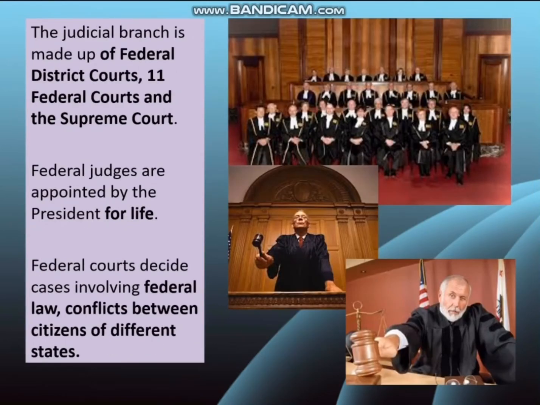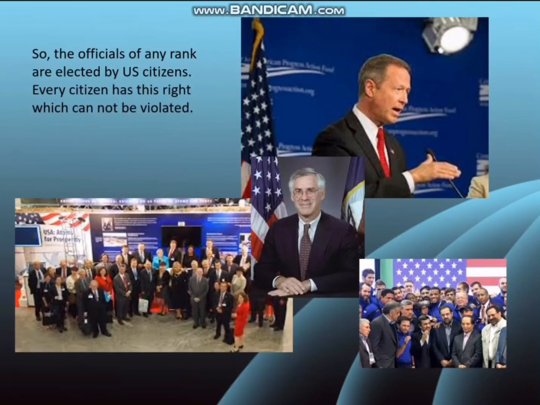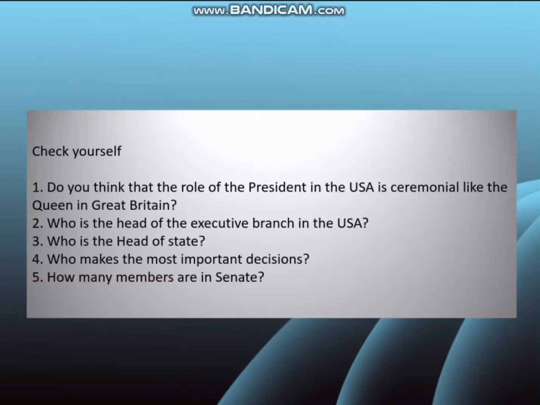The judicial branch is made up of federal district courts, 11 federal courts, and the Supreme Court. Federal judges are appointed by the President for life. Federal courts decide cases involving federal law, conflicts between citizens of different states. According to the Constitution, the United States of America is a republic, so the officials of any rank are elected by US citizens. Every citizen has this right, which cannot be violated.